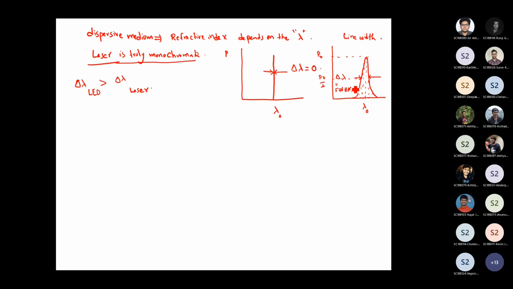So the light source is going to launch photons at different wavelengths, and all these wavelengths are being launched inside an optical fiber. You launch all these signals inside an optical fiber, and they have a finite line width. That means you are actually launching a group of photons inside the optical fiber.